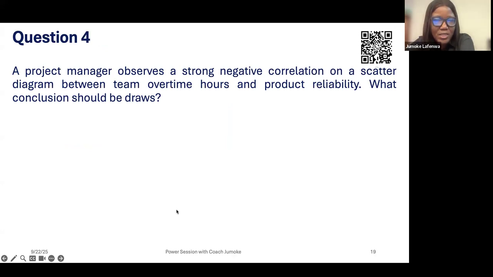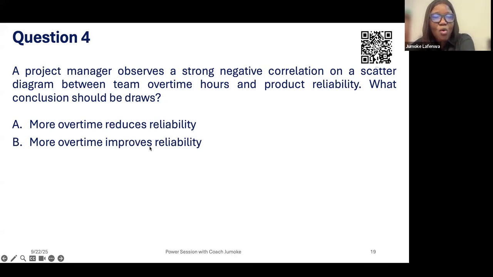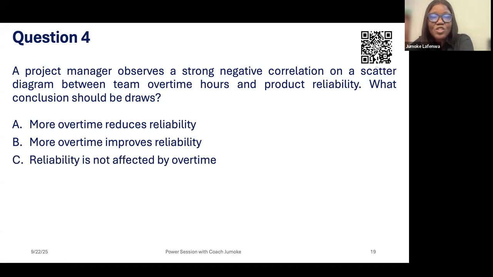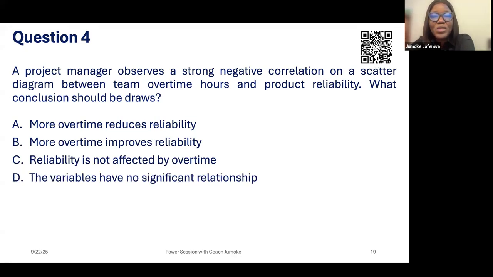And the fourth question, a project manager observes a strong negative correlation on a scatter diagram between team overtime hours and product reliability. What conclusion should be drawn? Drawn, please, not draws. A, more overtime reduces reliability. B, more overtime improves reliability. C, reliability is not affected by overtime. D, the variables have no significant relationship.